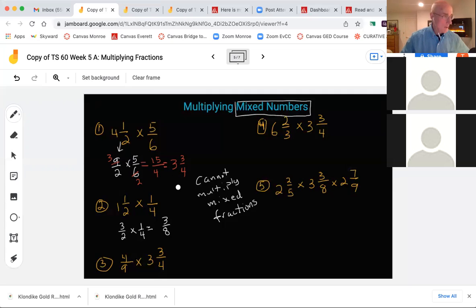Remember, change that second number to improper. Then check and see if you can cross cancel. If so, do it, then multiply.